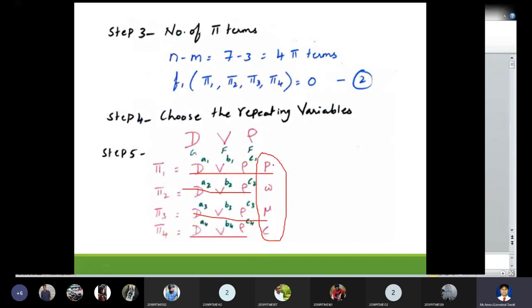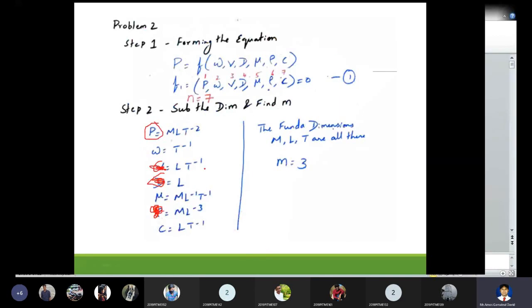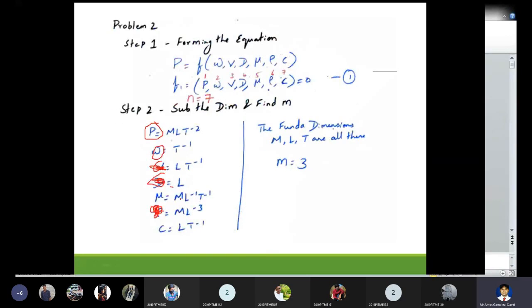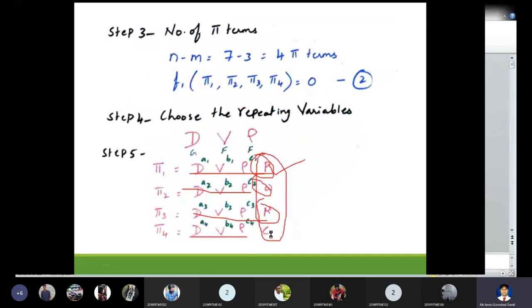Then what is left out? Omega, put it in the second pi term. Then mu, I'm going to put it in the third one. Then comes the velocity of sound, I'm putting it in the fourth one. So my step 5 is over.